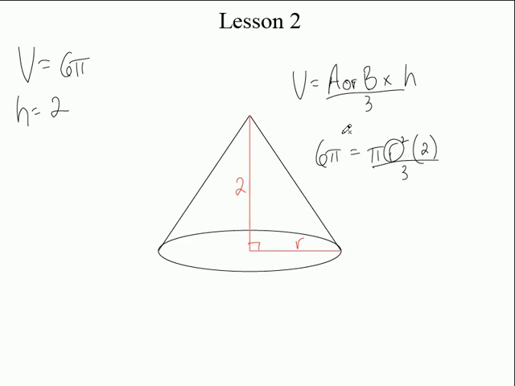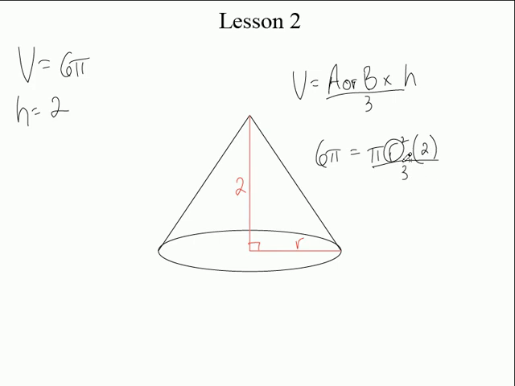Wait, I have a question. Do you have to divide 6 pi by 3 too? No, you just divide this by 3 because they tell you the volume. It's not, the volume's not 6 pi divided by 3. The volume is just 6 pi. Okay, but our formula says the area of the base times the height divided by 3. That's our formula.